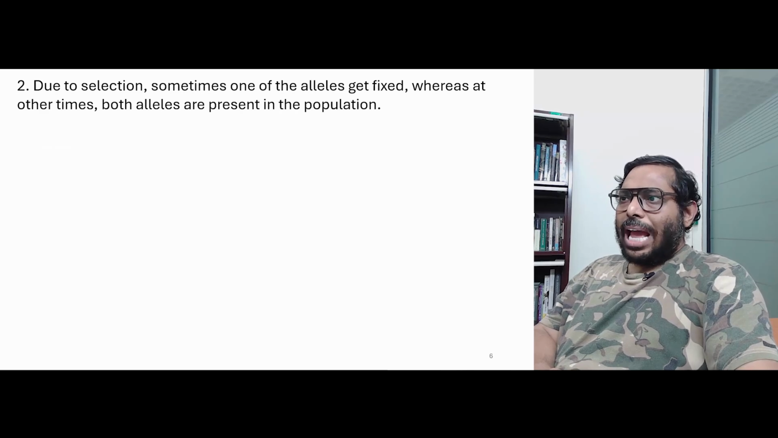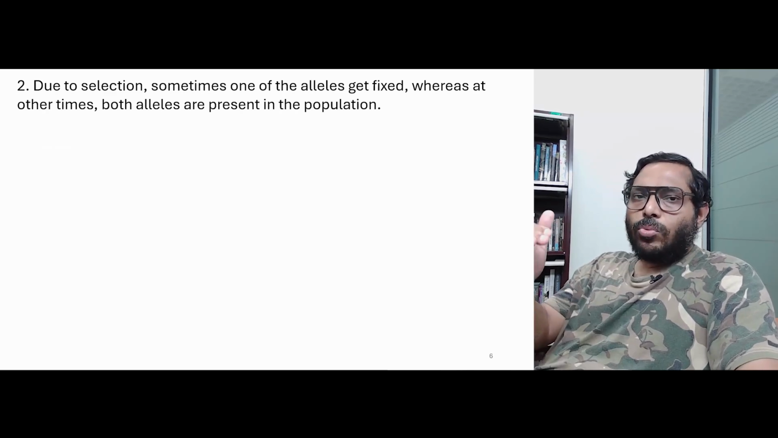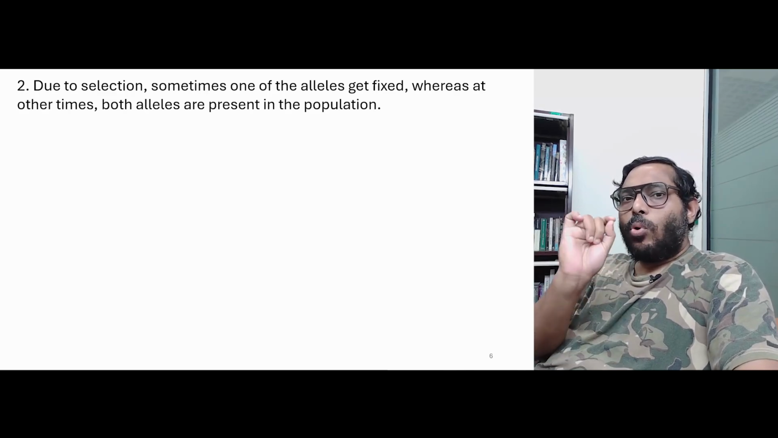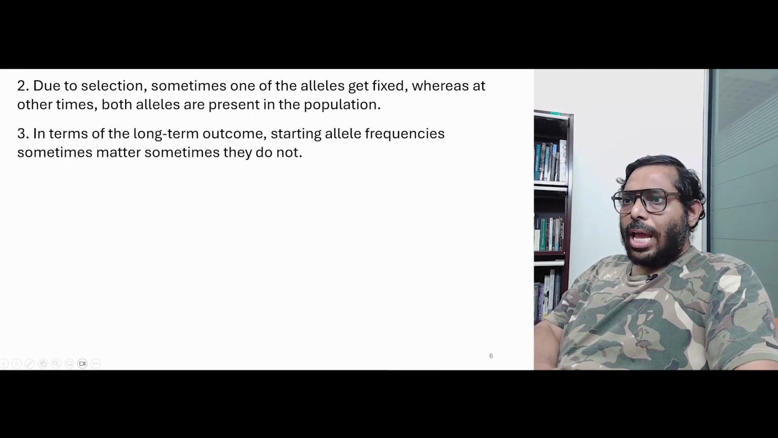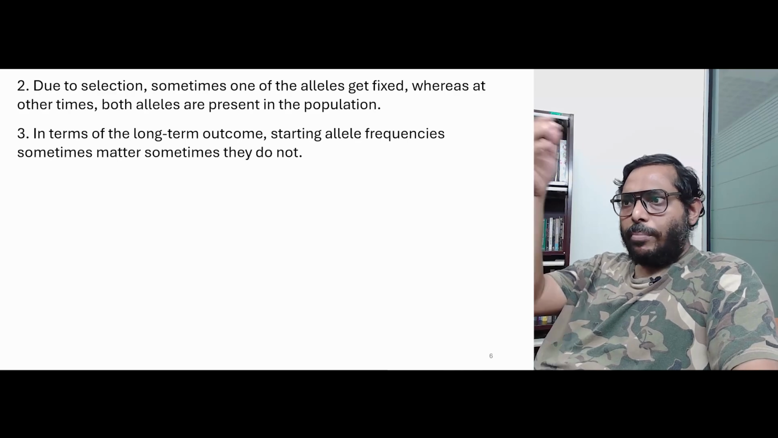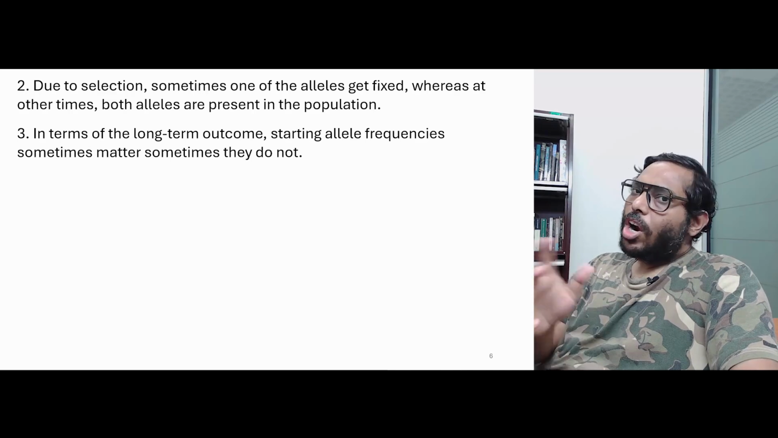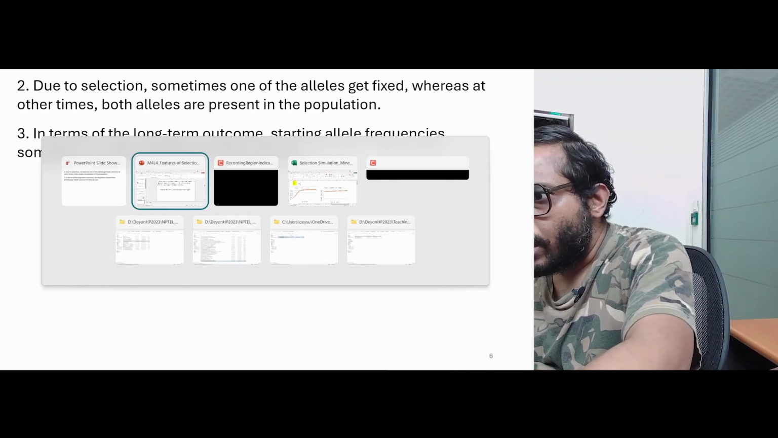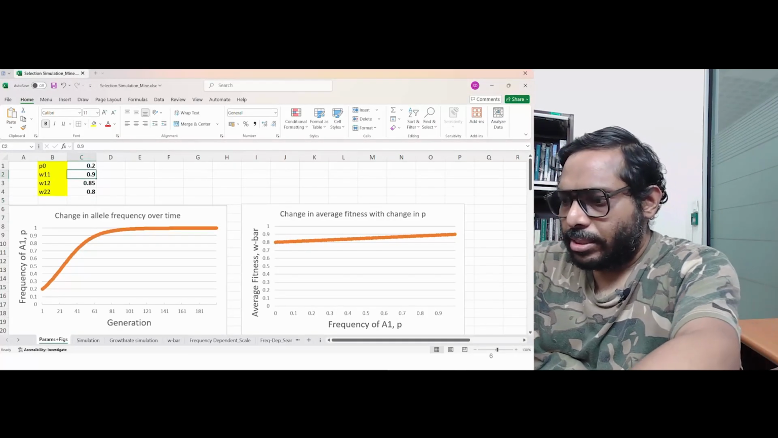We saw that sometimes one of the alleles was getting fixed. In fact, most of the time one of the alleles was getting fixed. However, there are certain situations where both alleles were present in the population, and also we saw that in terms of the long term outcome, the equilibrium, sometimes the allele frequencies were mattering and sometimes they were not. So, what was going on? Going back to our Excel, what happens is like this.